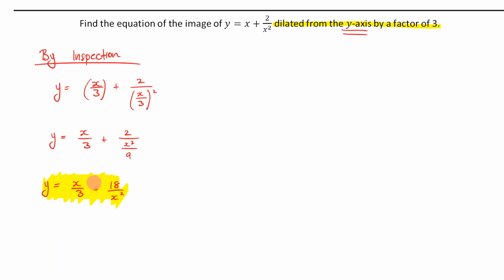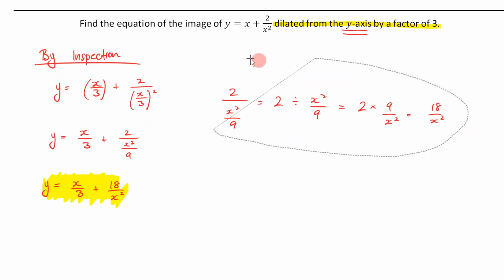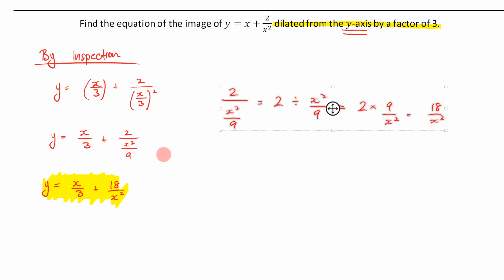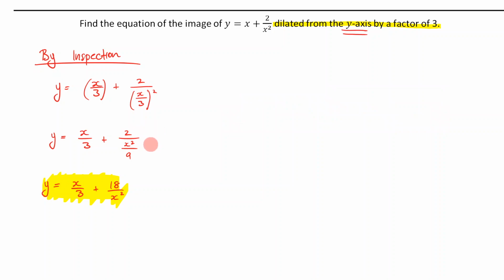If you're thinking to yourself, how on earth did you go from this to this? I'm going to quickly write something here, then rub it out. I went 2 divided by x²/9, right? And that's the same as stay, change, flip, which means I get 18 over x². So that's what I did there. But after you've seen those enough, you can just remember, hey, I just take this bottom one and multiply it by the top one. Okay, what's the other way you can do this?